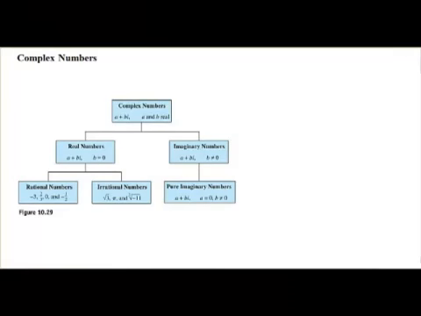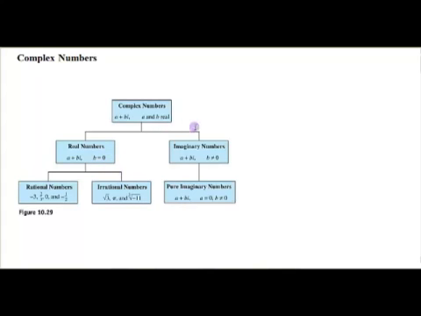Complex numbers. First, let's take a look at how the different sets of numbers are related. First, we have the complex numbers, a plus bi, where a and b are real numbers. Then I have the real numbers, which we've been working on all semester: a plus bi, where b is 0, so we don't have an i part to our numbers. The real numbers are divided into rational numbers and irrational numbers.